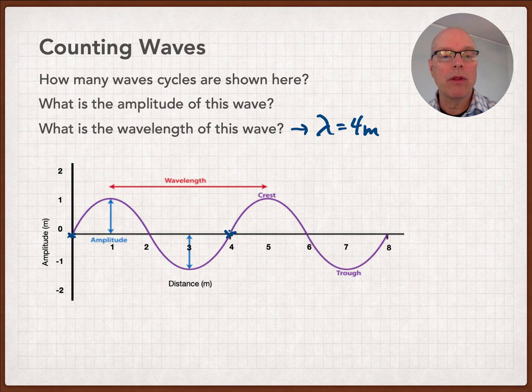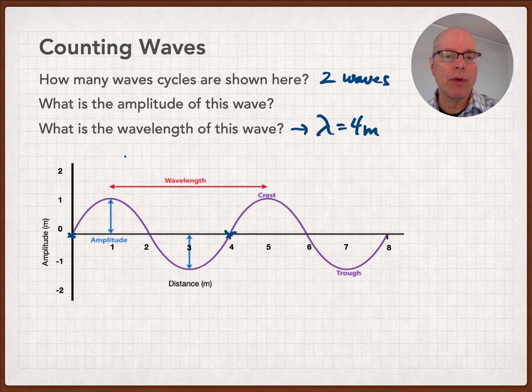If I follow the whole question through, how many wave cycles do I see? I see one other complete wave cycle out here at the 8 meter mark, which all makes sense. So I see 2 complete waves in this diagram. They're not always going to be that easy because sometimes they'll give you a fraction of a wave and you have to know what to look for.